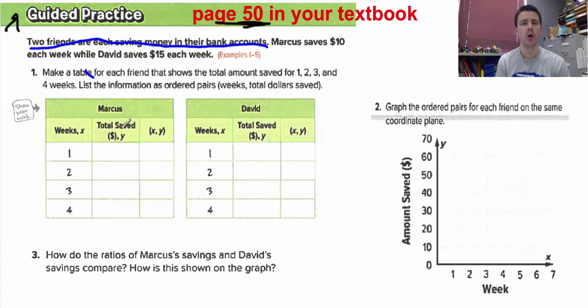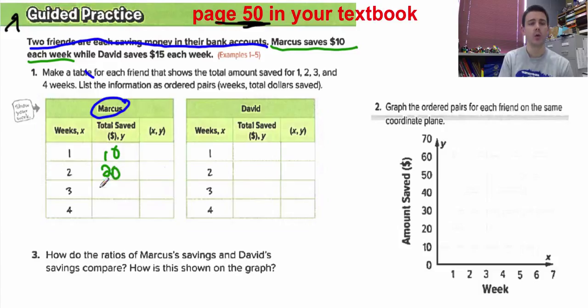So we're going to start with Marcus. It says Marcus saves $10 each week. So for week 1, he saved $10. Week 2, he already saved $10. He saved 10 more, so now he's up to 20. Week 3, he's up another 10, and week 4, he's up another 10. So it's just growing by 10 each week.